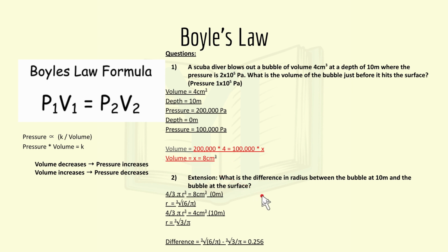And for the extension, what is the difference in radius between the bubble at 10 meters and the bubble at the surface? So the volume for a bubble or a sphere is 4 over 3 pi r cubed. So in this case, it's 8 cm3. You can see the radius is this, the cube root of 6 over pi, and at the surface it is this, from this part here, the cube root of 3 over pi. And the difference would be the cube root of 6 over pi divided by the cube root of 3 over pi, which gives us 0.256.